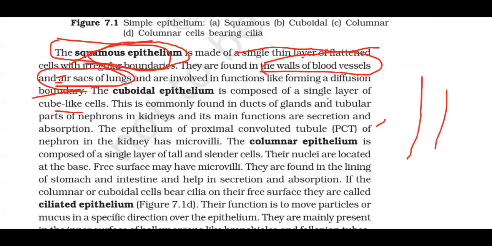Okay, so squamous epithelium is found in 2 regions in our body. One is the walls of blood vessels and the second is the air sacs of the lungs. And what are the important functions of squamous epithelium? They form a diffusion boundary. See, diffusion is a transportation mechanism, which means substances and gases can easily travel from high concentration to low concentration. That is diffusion. So any substance, molecule, or gas that wants to transfer from one place to another requires a concentration gradient. Here the concentration gradient is nothing but higher concentration to lower concentration.